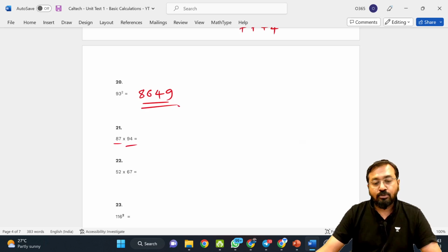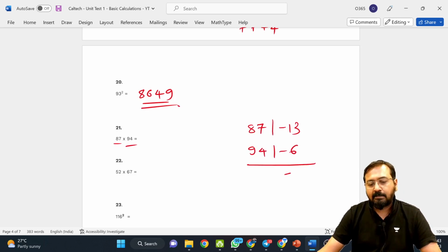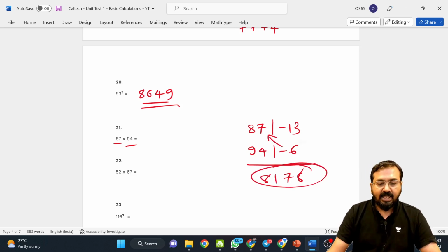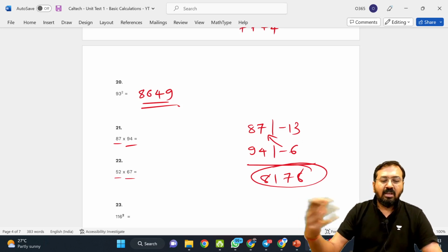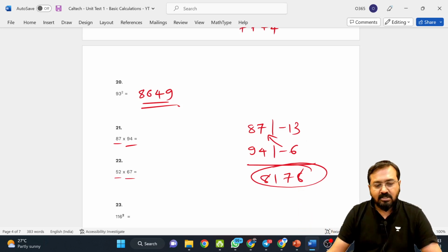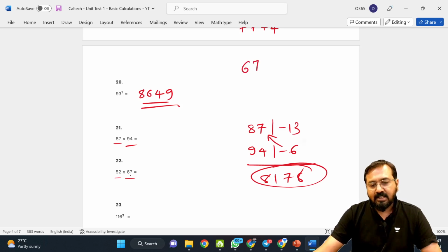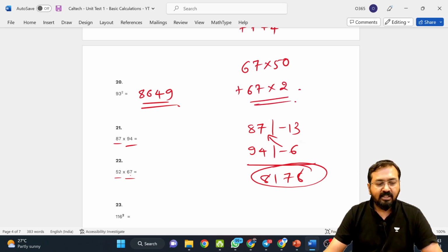87 into 94. We can use base 100 for multiplication. 87 is 13 less than 100. 94 is 6 less than 100. So simply multiply, this is 78, and subtract from 87, 81. So 8178. 52 into 67. Once again, for such multiplication you really don't need to use any method. Just do it normally, guys. You can also do it this way: 67 into 50 plus 67 into 2. So this is one way of doing it, and you will get the answer for this question as 3844.